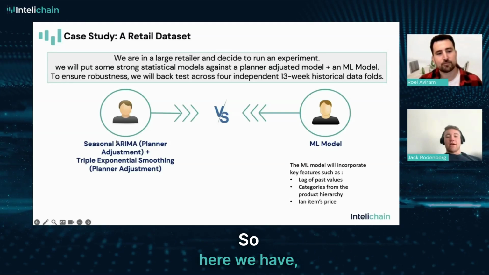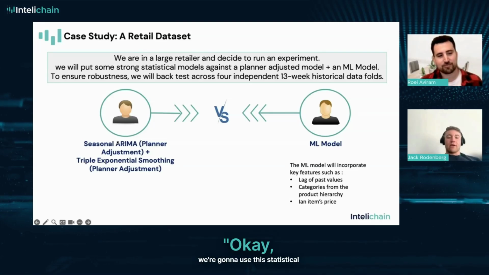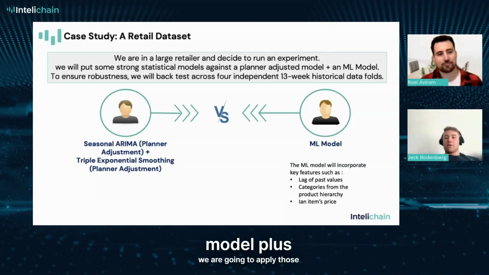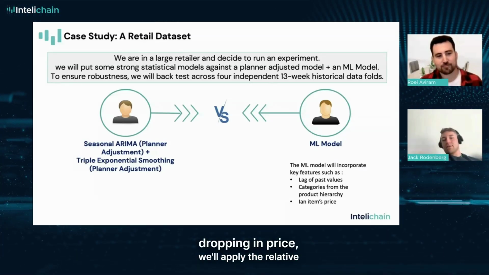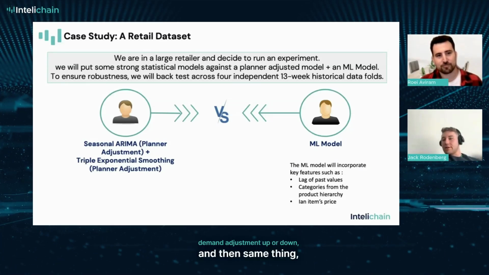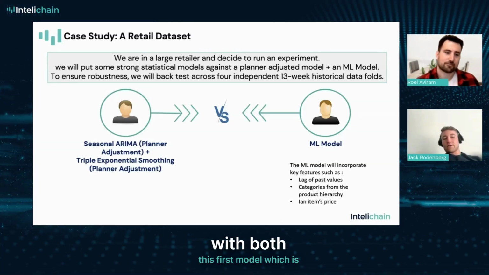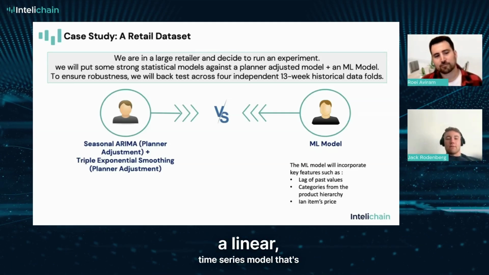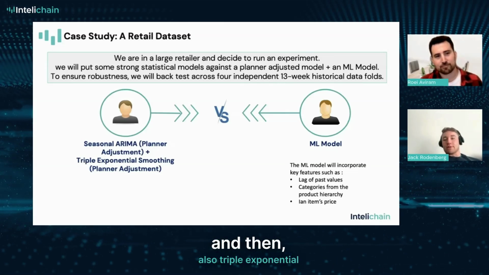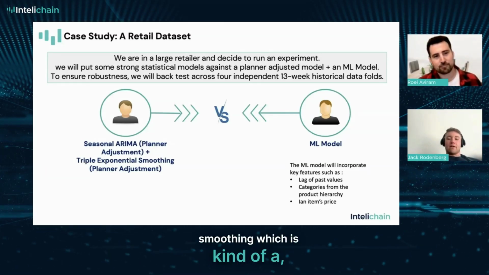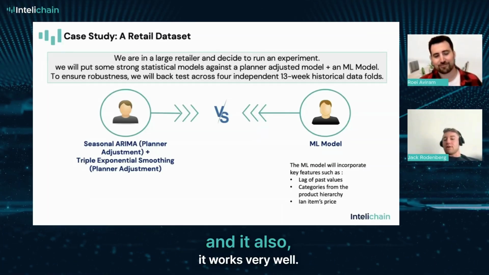On one side, we're going to take a statistical model, and we're going to use this statistical model plus those planner adjustments we talked about. So if we see an item dropping in price, we'll apply the relative demand adjustment up or down. And the same thing with both this first model, which is a linear time series model that's very popular in supply chain software, and also triple exponential smoothing, which is a very strong benchmark, a very beloved forecasting method, and it works very well.